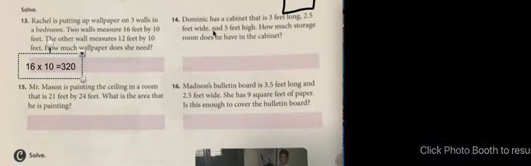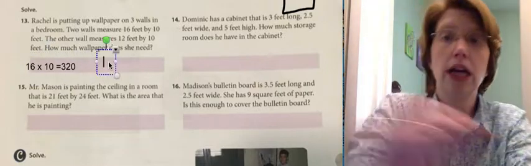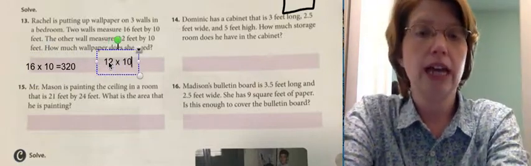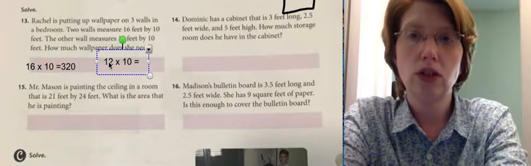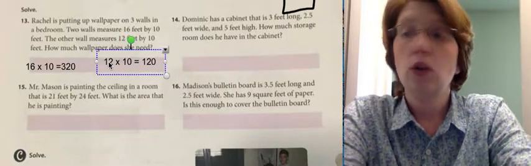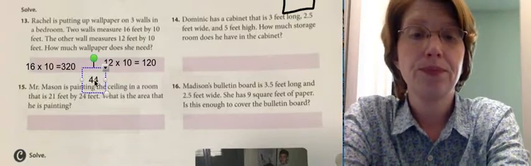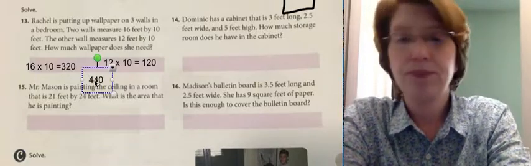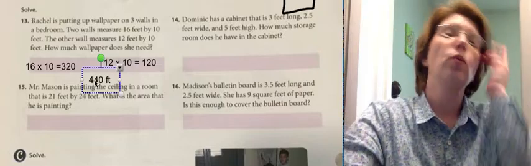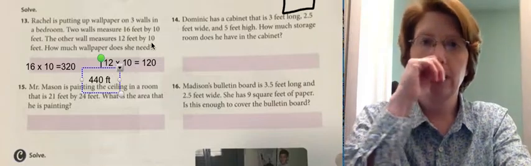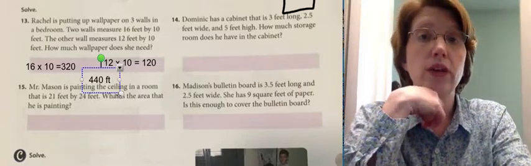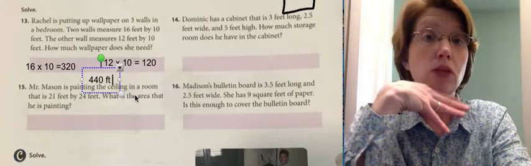Then I want a wall that's 12 times 10, and there's only one of those, so that would be 120. So 120 plus 320 is 440 feet, and then that would be squared because that's area. So 440 feet is how much wallpaper she would need.